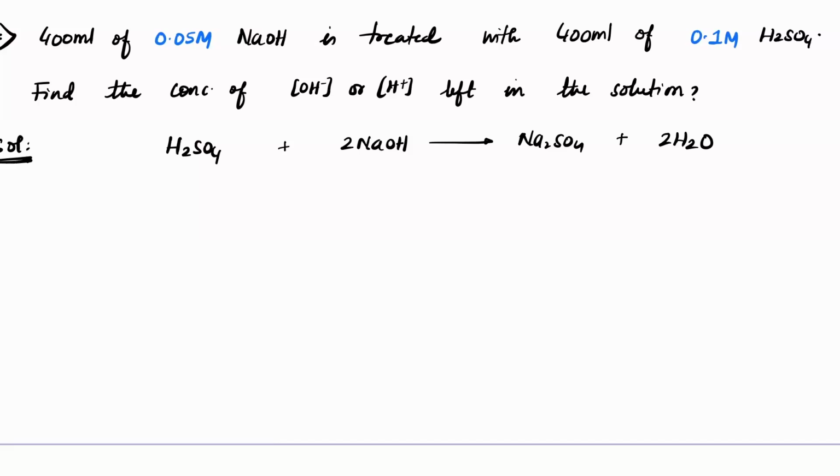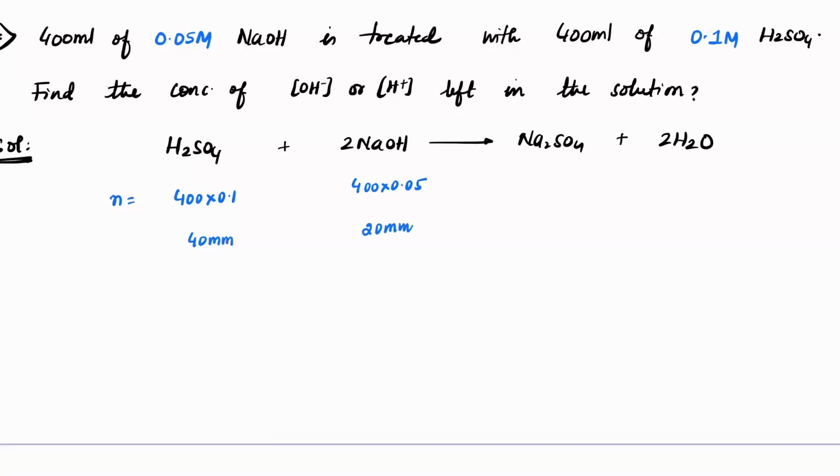This is the overall reaction we just learned. Now, check out what we can do. H2SO4, number of moles, please write it down. So we have 400 cross 0.1. NaOH, we have 400 cross 0.05. So that makes it 40 millimoles of H2SO4. Here that makes it 20 millimoles of NaOH.